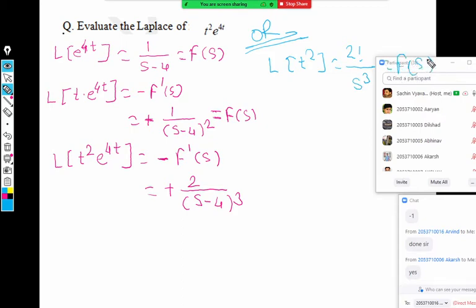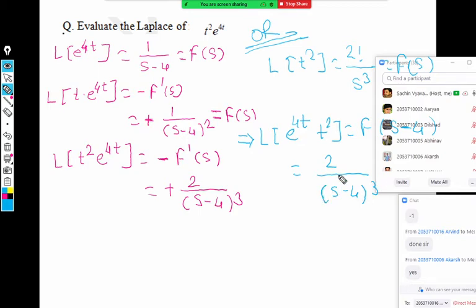Now by the first shifting property, Laplace of e raised to 4t into t square will become f of s minus 4. Now 2 factorial is 2 only, upon, now this s cube, s is replaced by s minus 4. So (s minus 4) bracket cube. You got the answer in one step only.